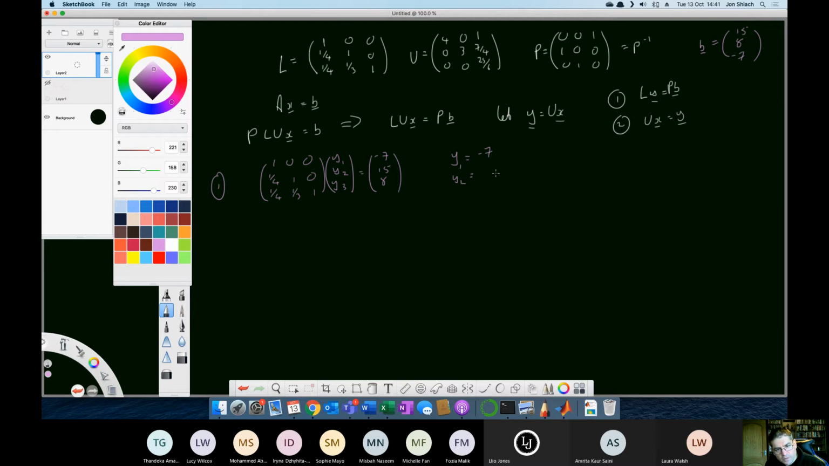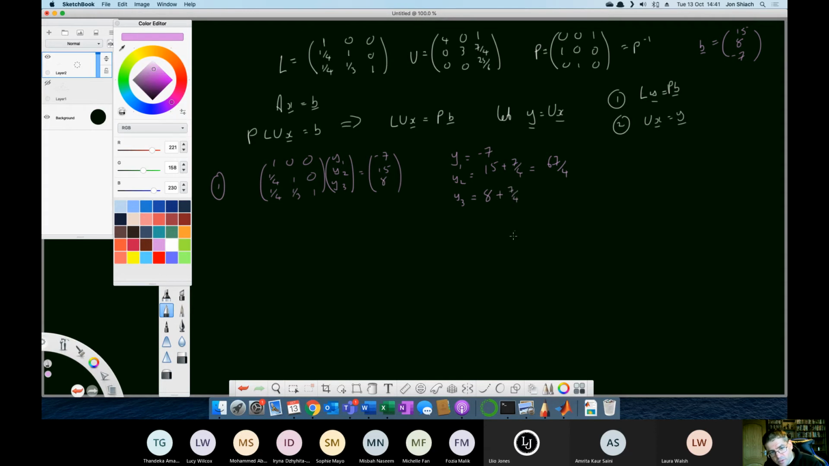This gives us y1 is equal to minus 7. y2 is equal to 15 minus a quarter y4. So that's 15 plus 7 over 4, which is 67 over 4.